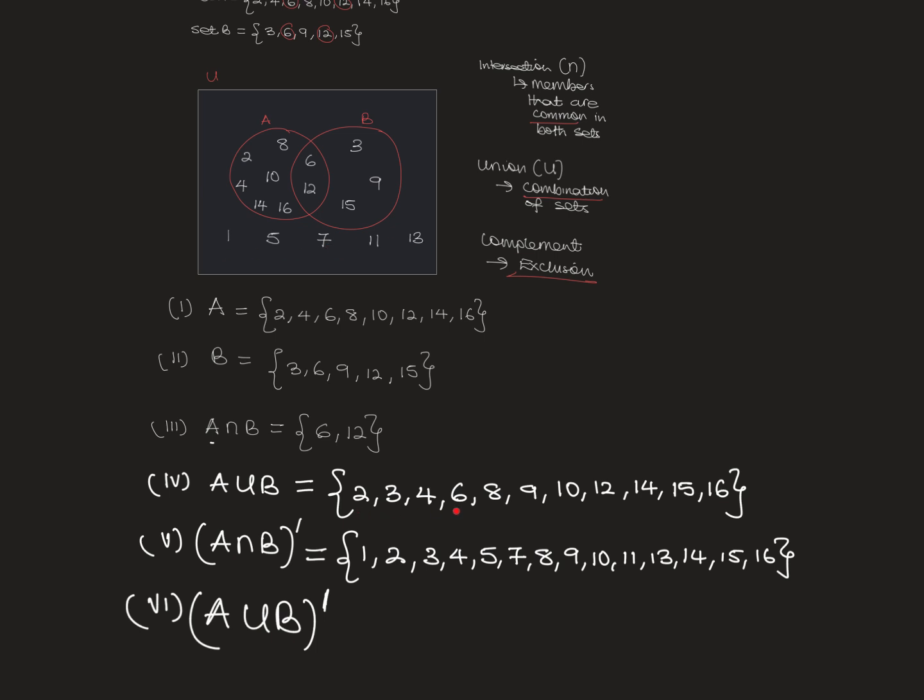So look at it. If this is A union B, what is then remaining if at all you exclude this? That's what that means. So A union B all complement means we're going to have 1, 5, 7, 11, and 13. That is A union B all complement. So identify the members of A union B. If you exclude them, whatever is remaining inside the set is what you're going to write. Okay, that is what A union B all complement is.